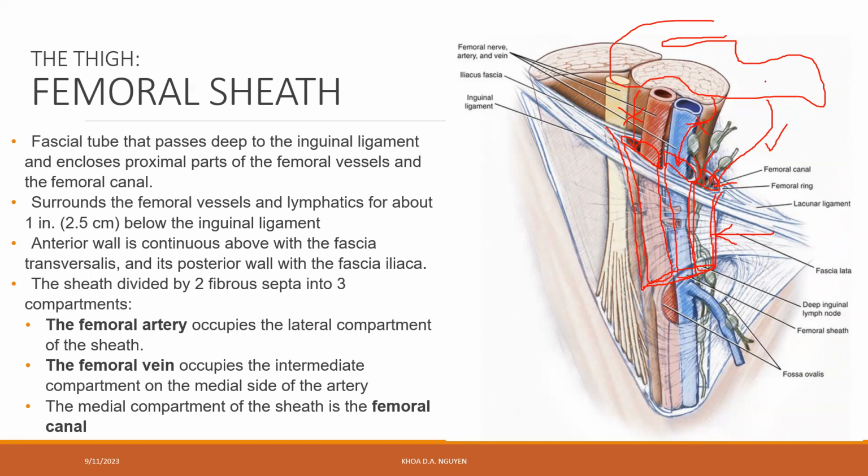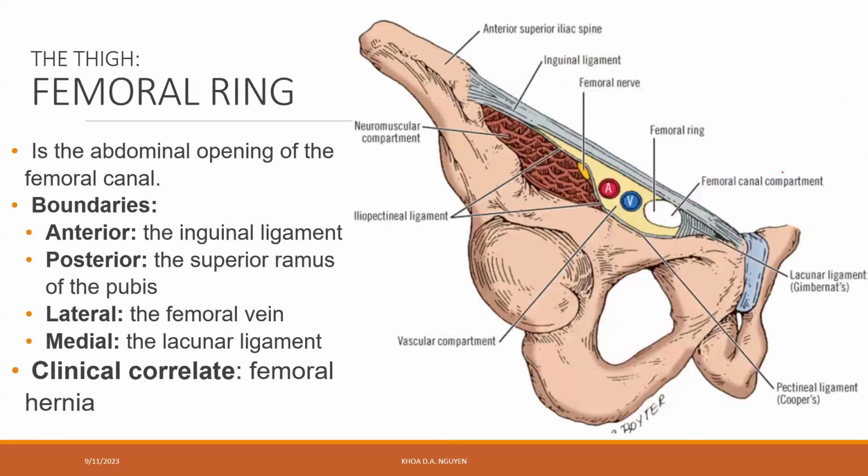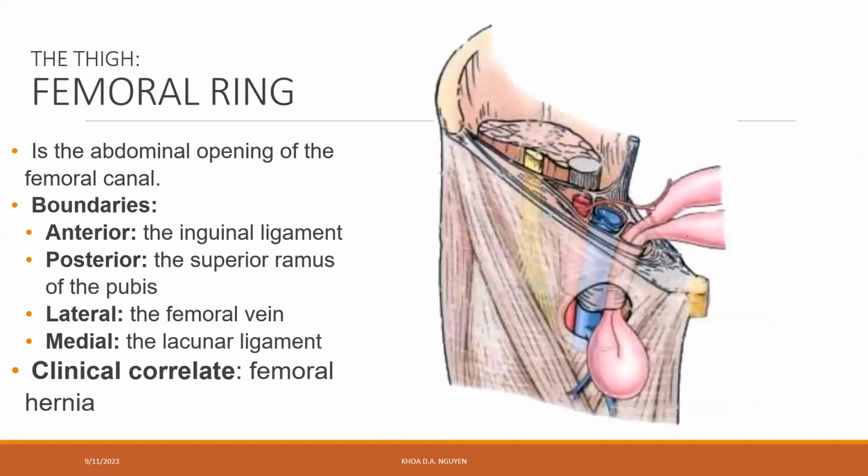And if there's an increase in abdominal pressure, for example when you get older and accumulate a whole bunch of visceral fat within your abdominal cavity, then the intestine has the potential to go through this femoral ring and end up here. What do we call that? We call that femoral hernia. And this is what it looks like.